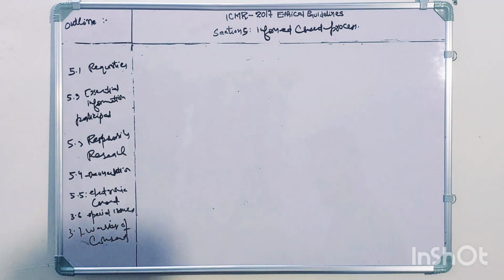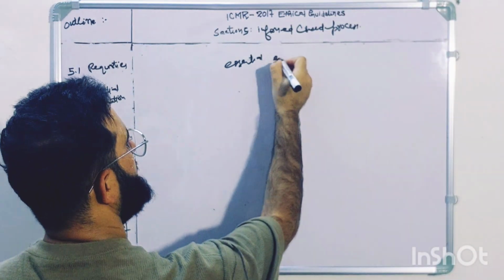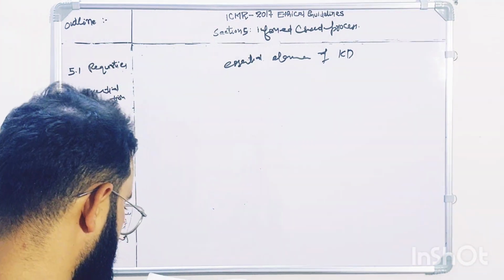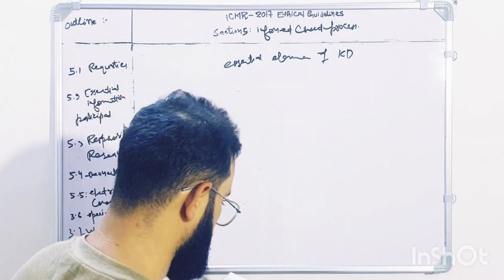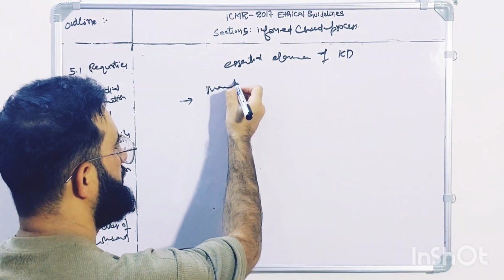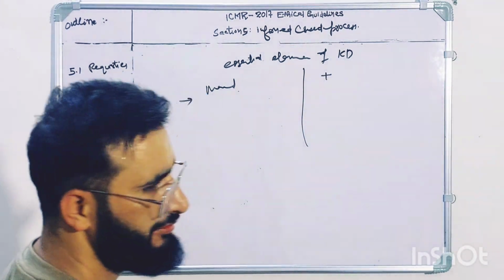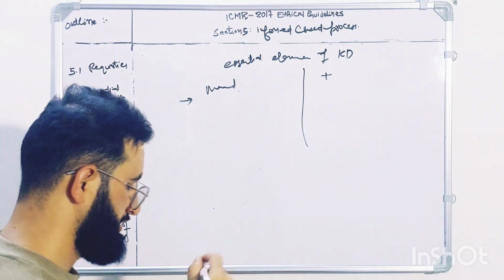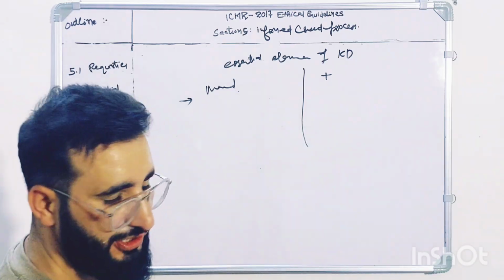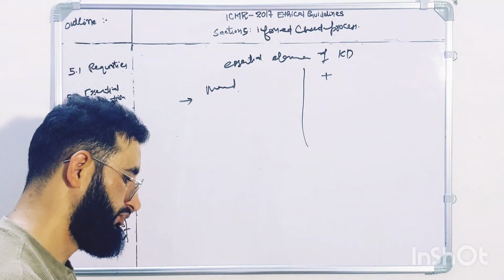So ICMR is mentioning the essential elements of the ICD, the informed consent document. Okay. So these are the elements which are essential and mandatory. Mandatory is mandatory, and then there are also elements in addition to these. These should also be included. The mandatory ones are in this column, and in addition to these, the other information or elements should also be present in an informed consent document.